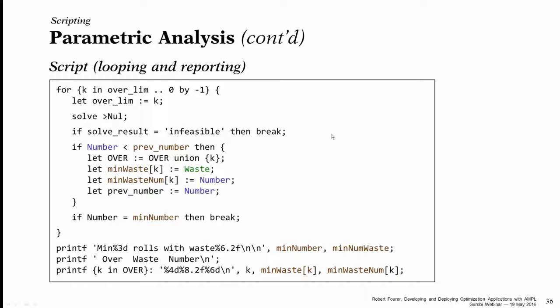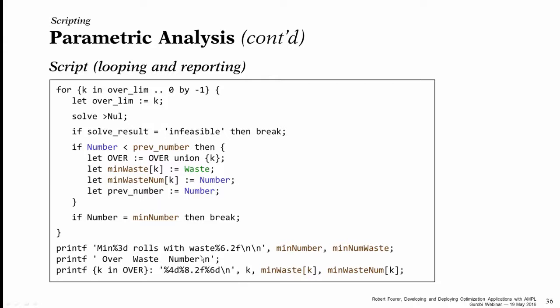If it's infeasible, then I break out. But if the number cut is less than the previous number, then I found another interesting solution. So again, I'm going to make a bunch of assignments to save it. And then if the number cut is equal to the minimum number from my first solve, then I'll break out. And then at the end, I print some nice results.